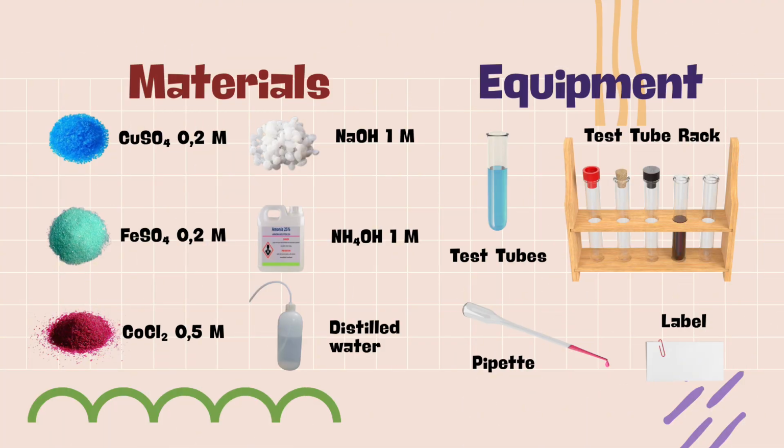And here are the materials and equipment we need to do the experiment. For the materials, there are copper(II) sulfate 0.2 molar, iron(II) sulfate 0.2 molar, cobalt(II) chloride 0.5 molar, sodium hydroxide 1 molar, ammonium hydroxide 1 molar, and distilled water. For the equipment, we need test tubes, a test tube rack, pipettes, and some labels.